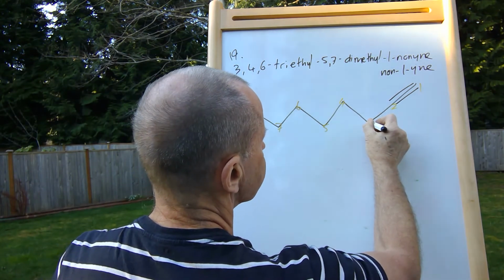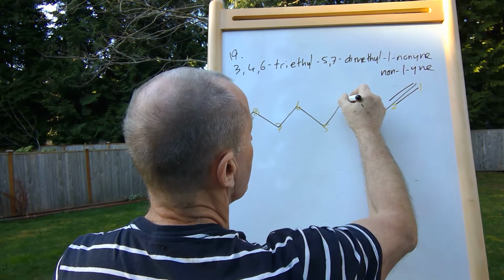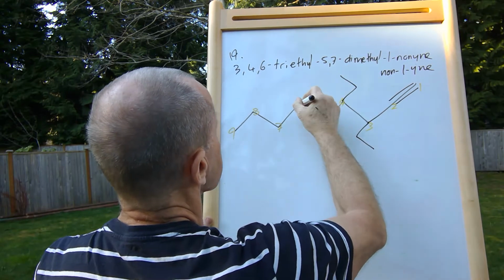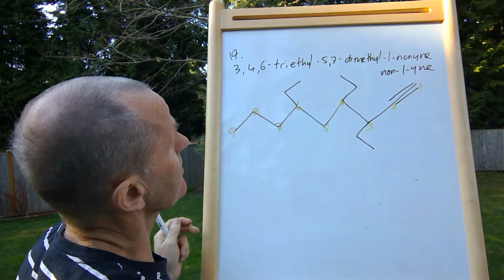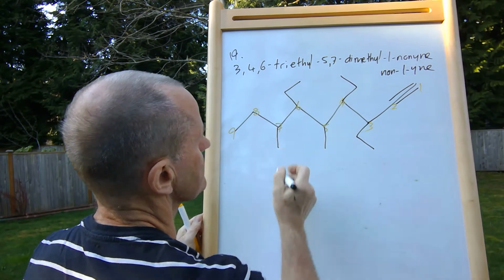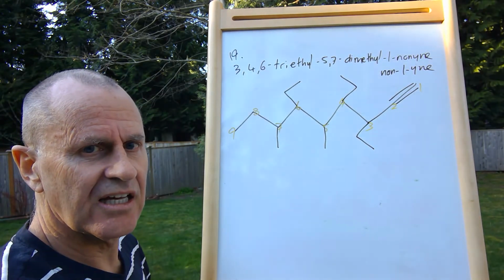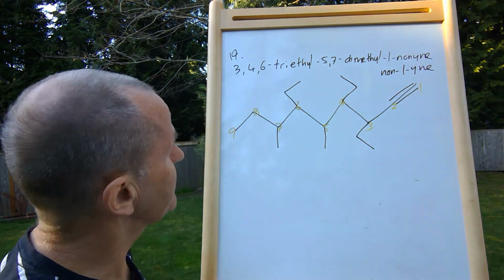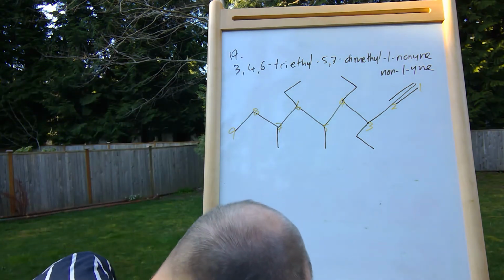3, 4, 6 triethyl, and 5, 7 dimethyl. And there it is. Looks like a drunken spider, but you can see what it is.